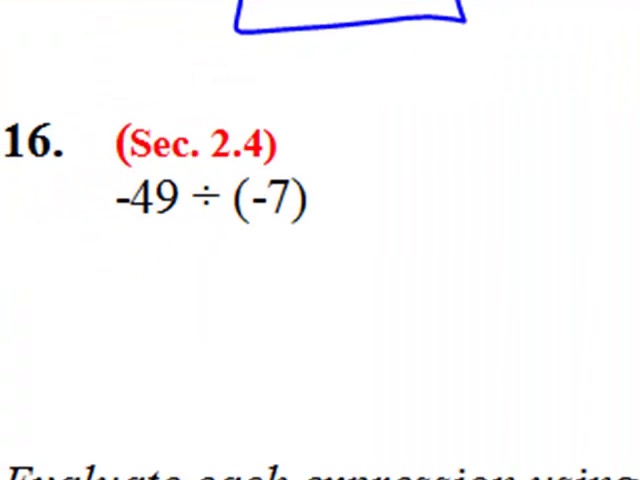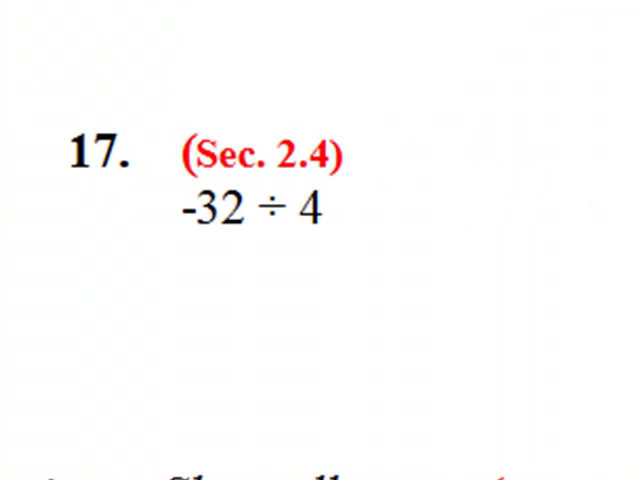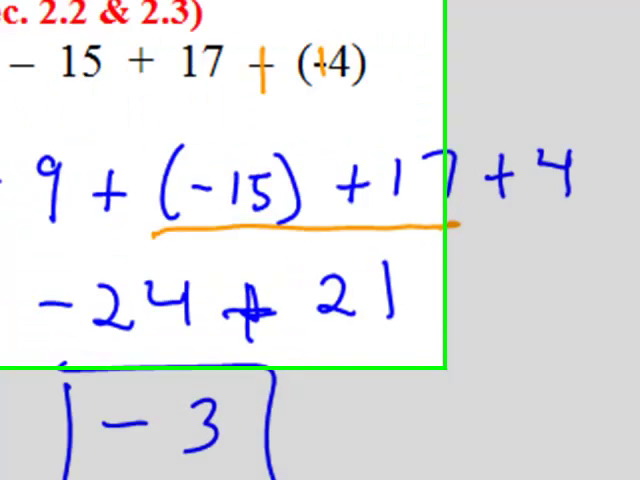For number 16 and number 17, 16 first, this is just a straightforward division. 49 divided by 7 is 7, but negative divided by negative, that's positive. So it's positive 7. And that plus sign was not required. I did that for emphasis. 17, negative 32 divided by 4. Well, negative divided by positive is negative, and 32 divided by 4 is 8. So this is negative 8.